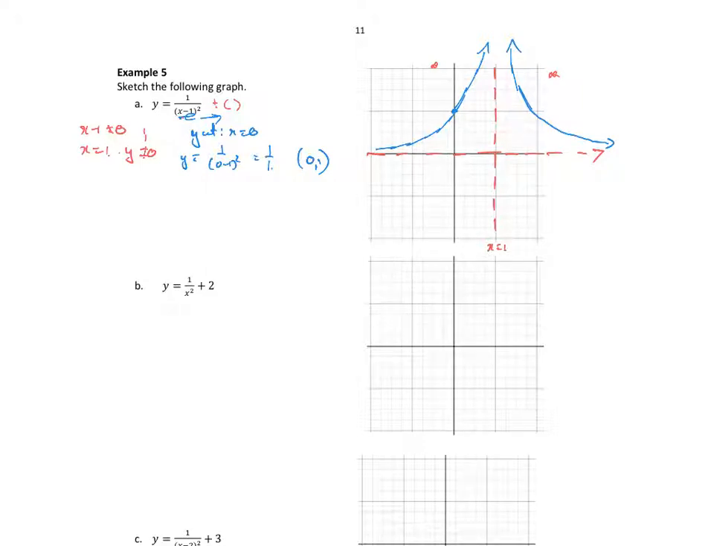Okay, let's look at B. Similar, let's think about asymptotes. The vertical asymptote occurs when x is equal to 0, which is the denominator. The whole thing's been shifted up 2 units, so my horizontal asymptote is at y equal to 2. The vertical asymptote doesn't change: x equal to 0, and y equal to 2 for my horizontal. With the truncus and the hyperbola, put your asymptotes in first. I think that's the easiest way.